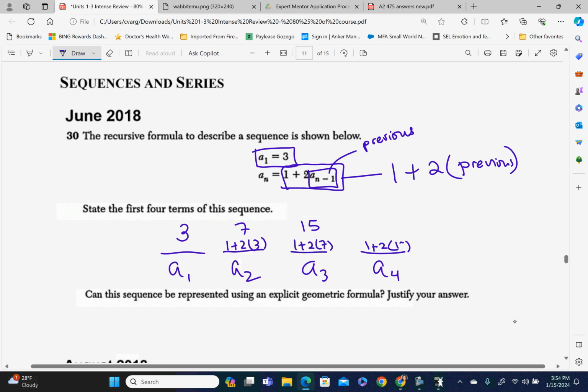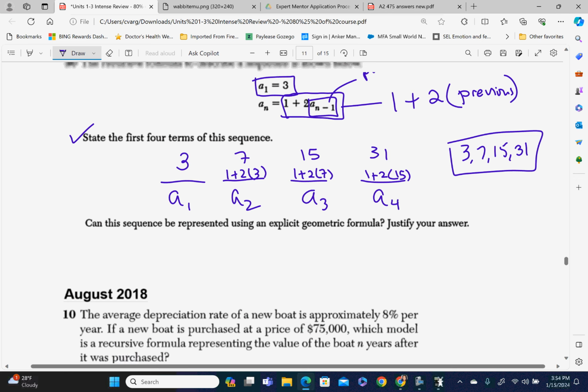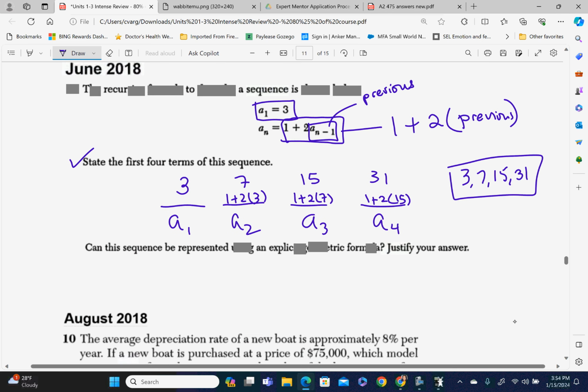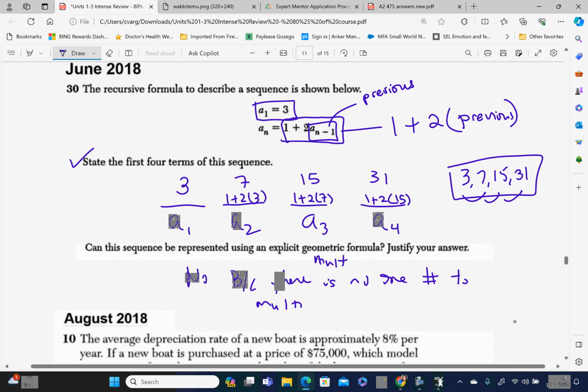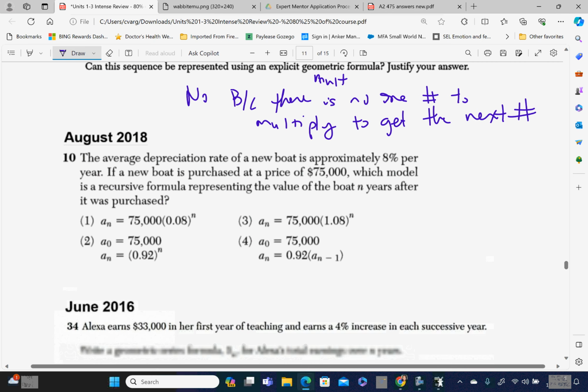Done. Okay, so 2 points secured. Can this sequence be represented using an explicit geometric? Geometric means that you multiply to get to the next. And there is no number that I can multiply by to get to the next here, so you say no, because there is no one number to multiply to get the next number. Simple. Secure that bag and move on, right?